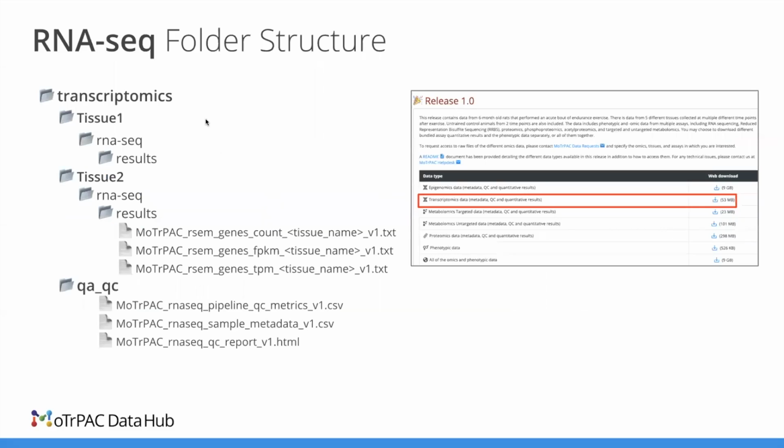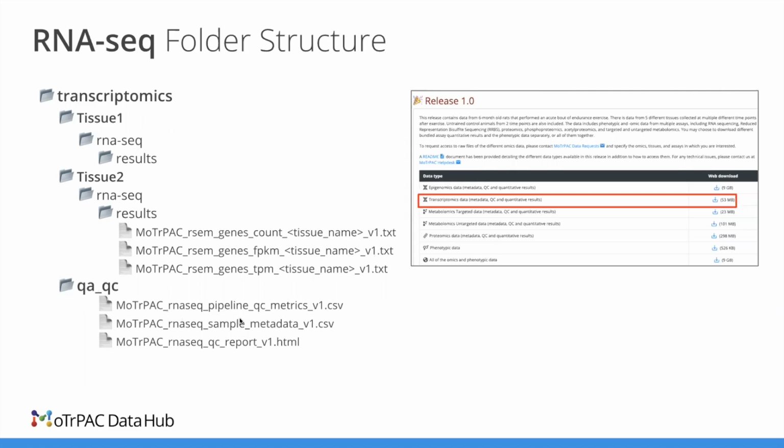Here we have the general structure of the directories that you will see once you download and unzip the data. This structure will be consistent, in most cases, for the different omics as well. The first directory has the name of the omics, which in this case is transcriptomics. We then have a directory for each tissue, and we also have a directory for QA/QC results files. In this case, we keep two metadata files of the samples in this directory.